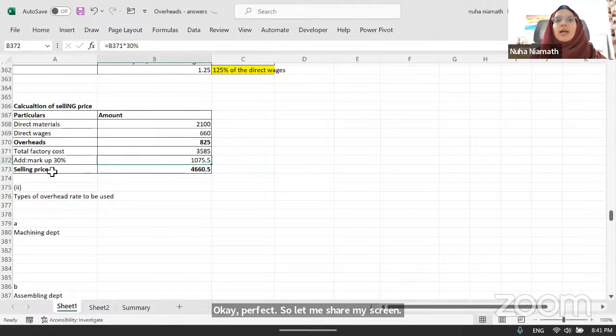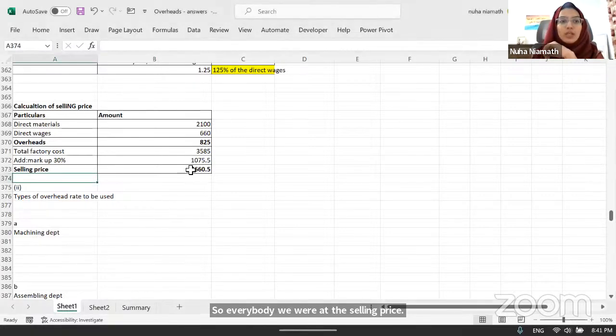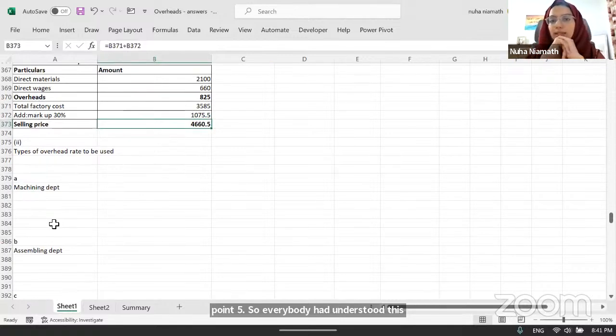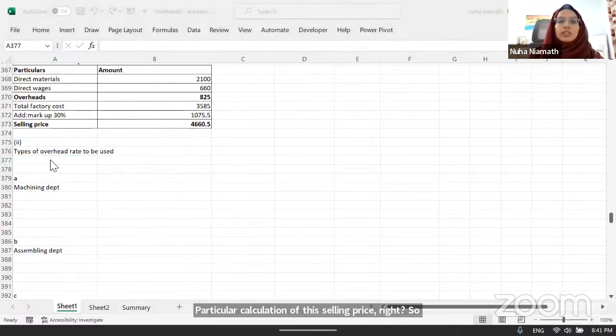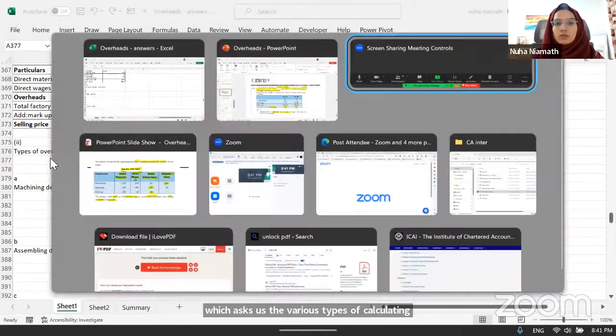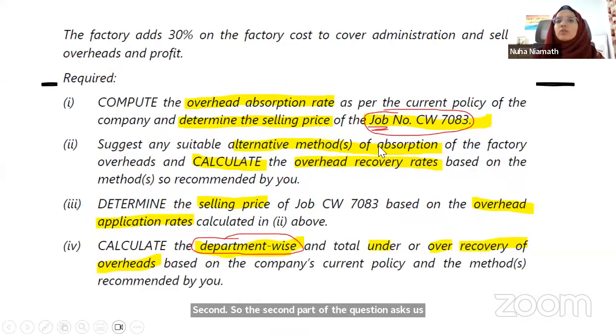So everybody, we were at the selling price of 4660.5. Everybody had understood this particular calculation of the selling price, right? So let's proceed with the second part of the question, which asks us for alternative methods of absorption of the factory overheads, and to calculate the overhead recovery rates based on the method recommended by you.